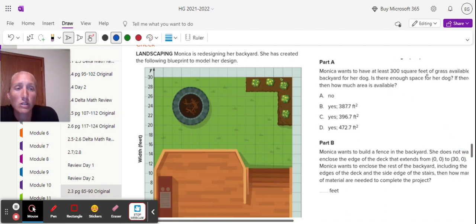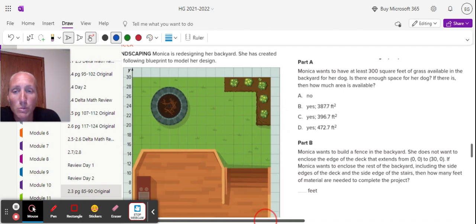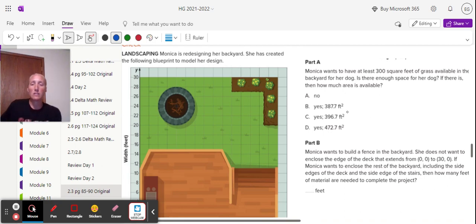Monica wants to have at least 300 square feet of grass available in her backyard for her dog. Is there enough space for her dog? If not, how much area is available? So you can go through and figure out your spacing in here, but this is a real kind of complicated one in the sense that you're going to have to find some areas and then either subtract or add pieces together.